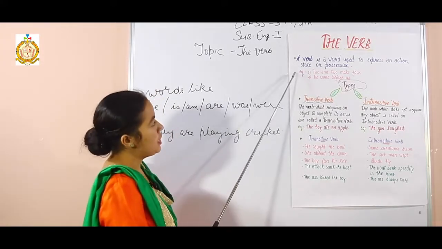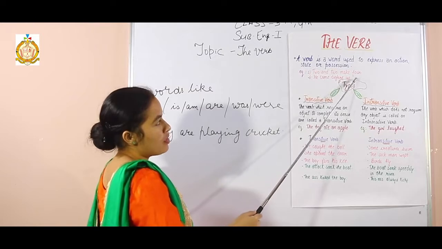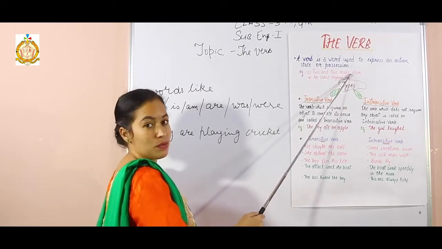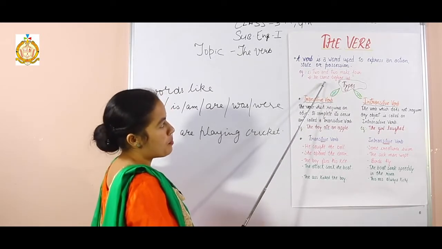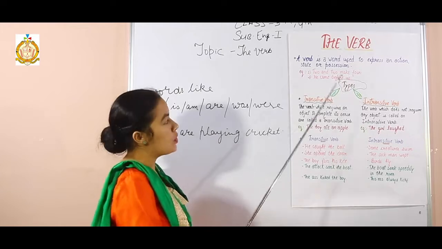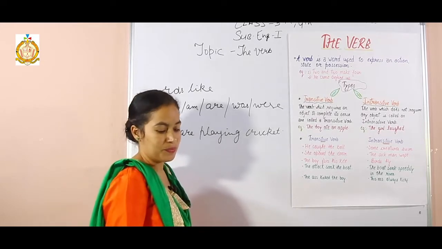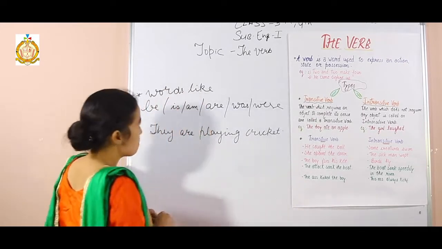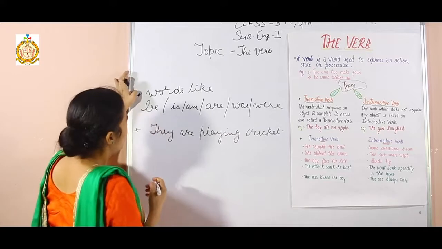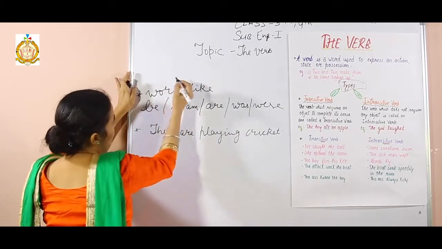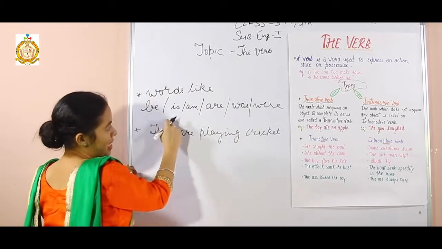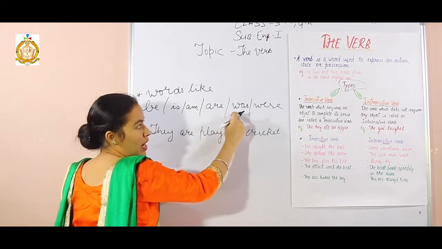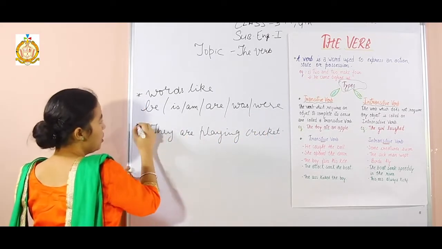For example, 2 and 2 make 4. Here make is the verb. He came before us. Now came is the verb. Now words like be, is, am, are, was, were, they are also verbs.